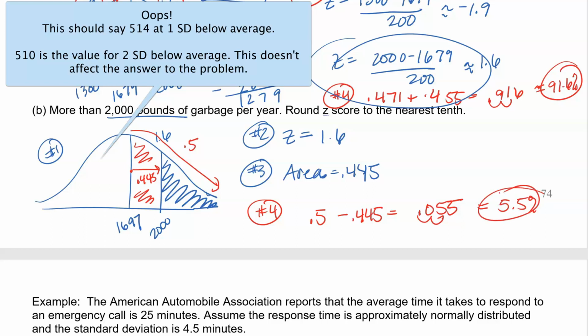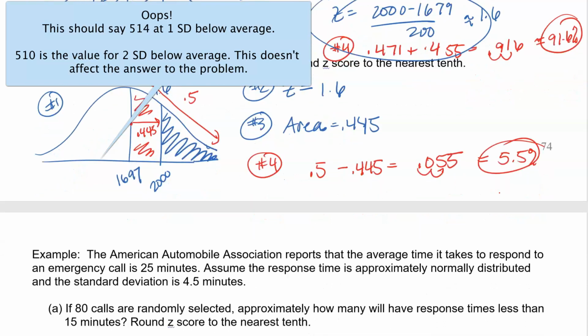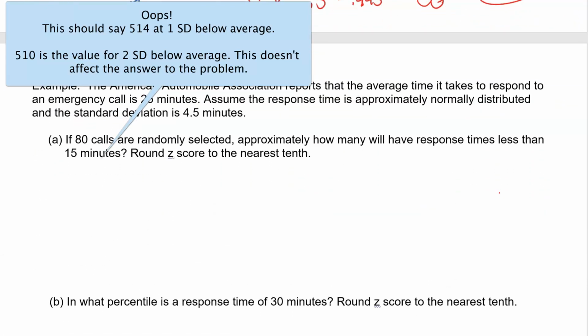So this is how we can use these z-scores and areas under the curve to actually answer questions that apply to real life. So pretty interesting. All right, so let's look at this next example. So we've got the American Automobile Association. Reports the average time it takes to respond to an emergency call is 25 minutes.